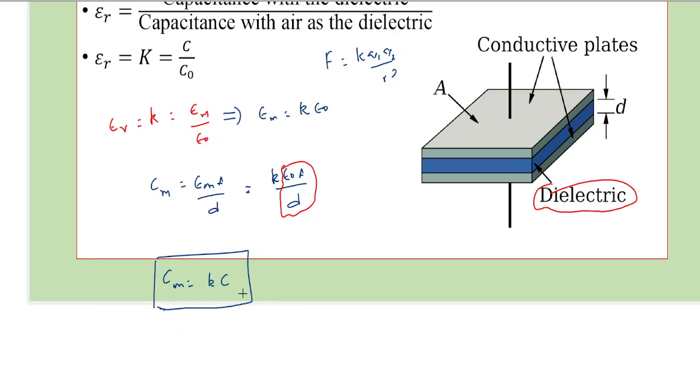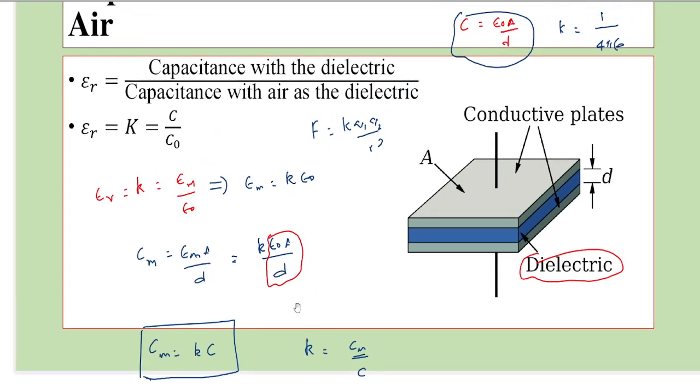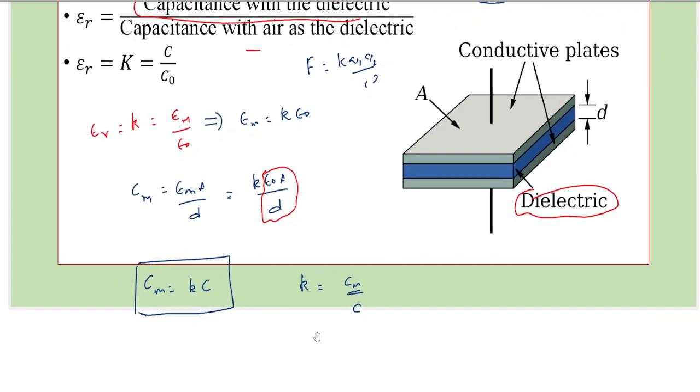We can also define K from here. So from here K is equal to Cm by C. So I can say the dielectric constant K is a ratio of capacitance with the dielectric by capacitance with air as the dielectric, or with just air as the medium. So this is the form required here.